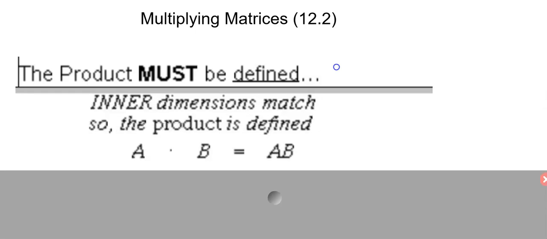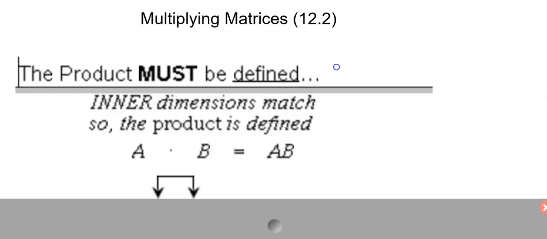Okay, so today is a little tougher. We're talking about multiplying matrices, much more difficult than adding and subtracting matrices, which is pretty easy. So one thing, before we learn how to multiply, we first need to figure out if we can multiply, because sometimes you try to multiply two matrices and the product is not defined, and you can't even multiply them. So the first thing you have to do is look at the dimensions.